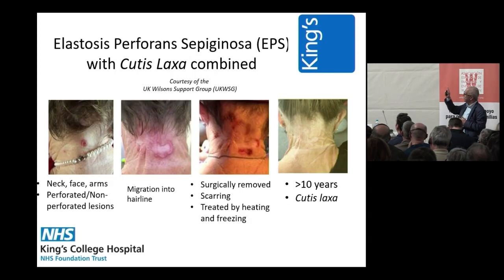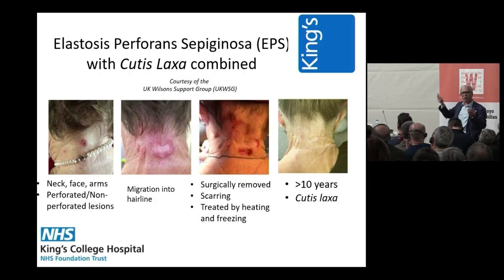So this is a series of slides which were given to me by the UK Wilson's disease support group. And you can see this is a mixture of elastosis perforans serpiginosa with cutis laxa. So there are two skin lesions. The first lesion on the left, you see the elastosis perforans on the back of the neck. And then with that, there's a migration into the back of the neck, into the hairline. You can see that quite clearly.